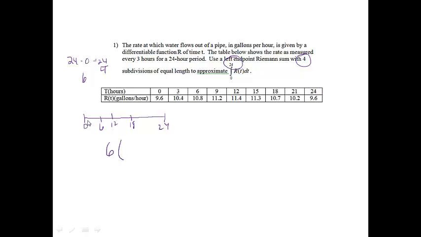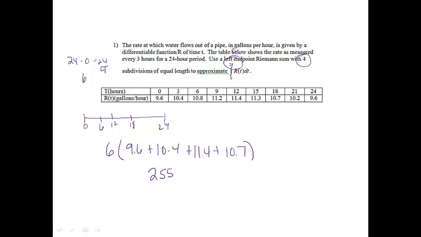So between 0 and 6, 0 is on the left, and the y value there is 9.6. And then plus, between 6 and 12, 6 is my left endpoint, the r value there is 10.4. And then between 12 and 18, 12 is my left endpoint, the r value there is 11.4. And then between 18 and 24, 18 is my left endpoint, the r value there is 10.7. When I calculate that out, I should get 255.